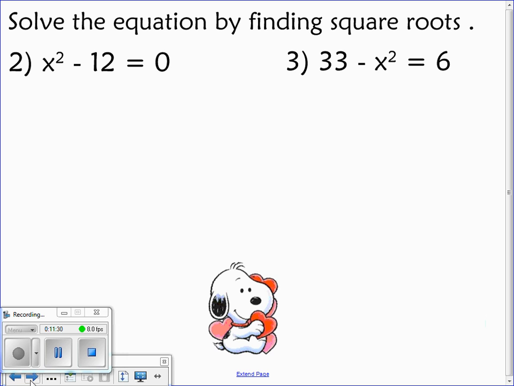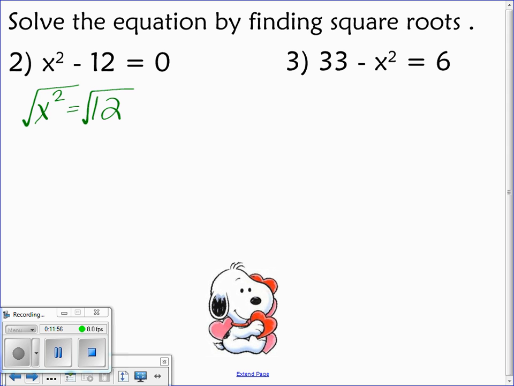All right, so number 2, x squared minus 12 equals 0. So we're going to use the square root method. Notice I'm missing the b term, right? There's no just plain x. So your steps are to get x squared by itself. So what do we do? Add 12. So x squared equals a positive 12. And then take the square root of both sides.